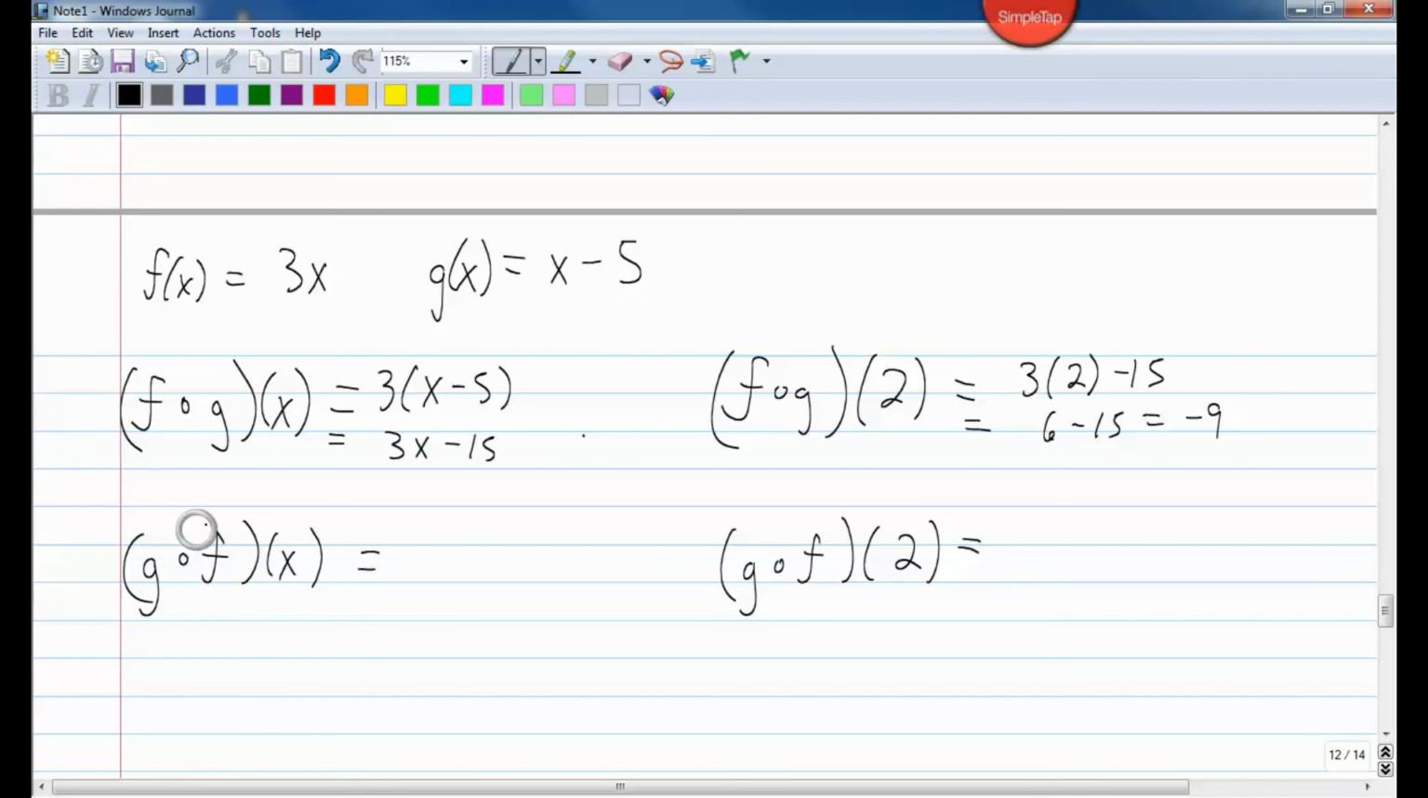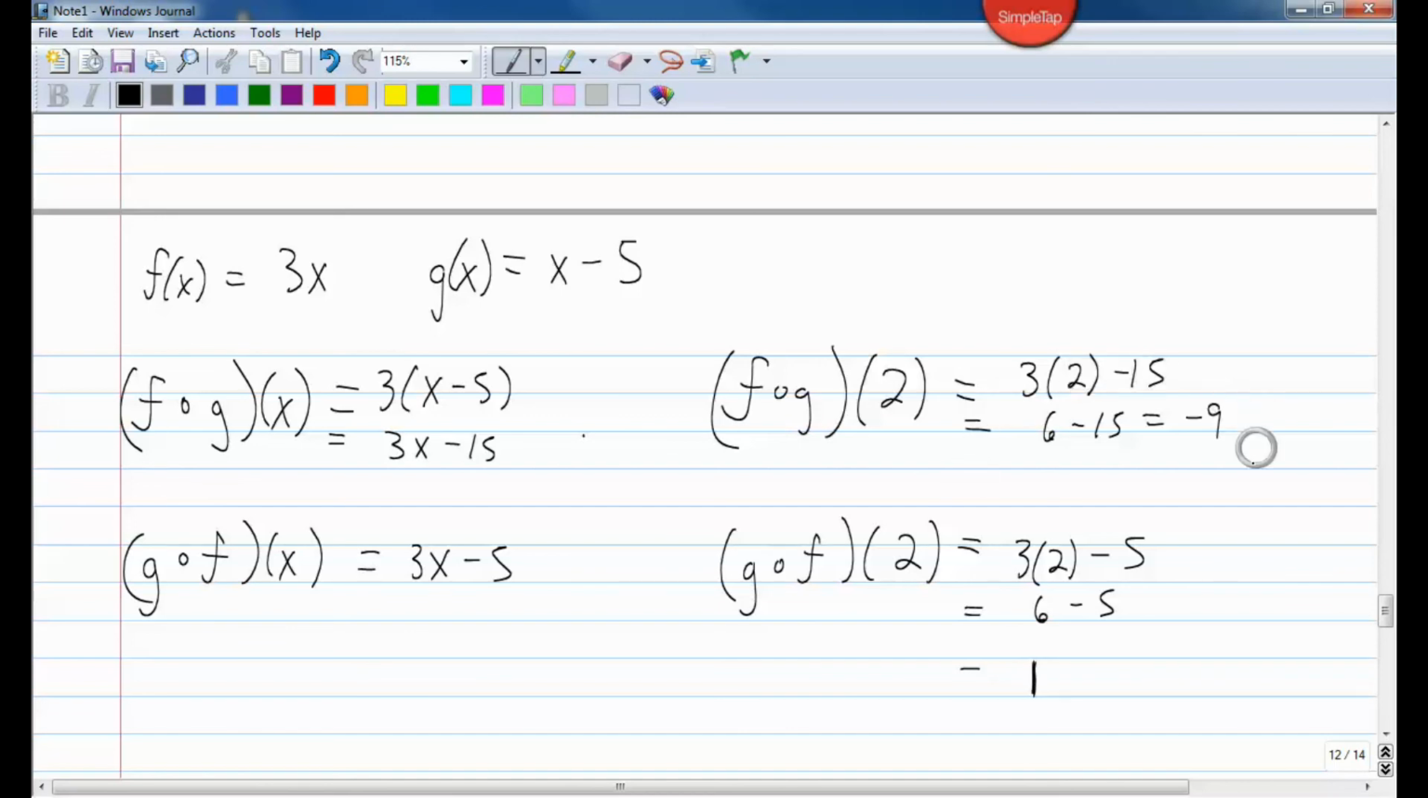Now, g of f of x. That means take your f and plug it into your g. Here's our function f. We're going to take it and plug it into our g. So that's 3x minus 5. I took my 3x, plugged it in right there. So f of g of 2 means to just take a 2 and plug it in right there. So this is 3 times 2 minus 5. 6 minus 5, which is 1.